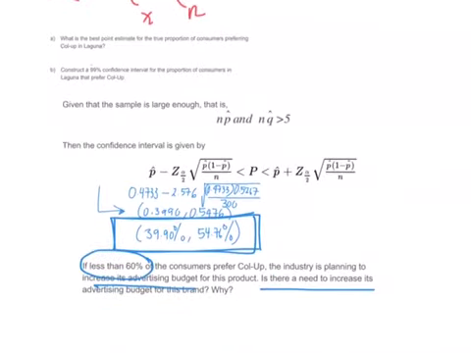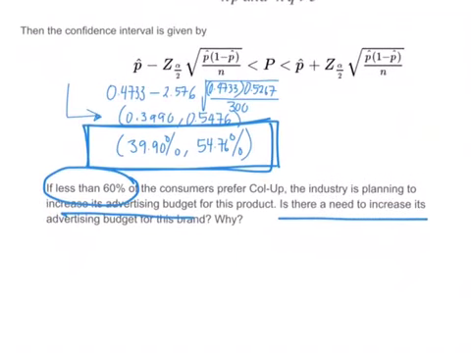Another possible task would be, now that we know a certain confidence interval for the proportion, how do we use that to make a decision for the company? Let's say in this example, we said that if less than 60% prefer Call Up, then the industry should increase the advertising budget. And we saw that since it's only between 39.90 and 54.76, which is less than 60%, then indeed there is a need for the industry to increase the advertising budget.